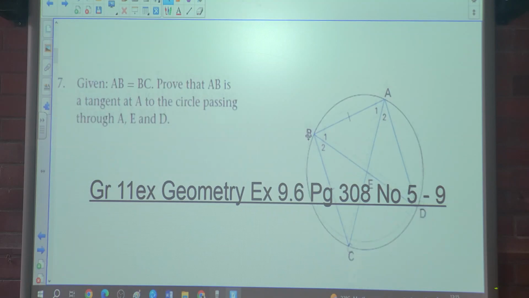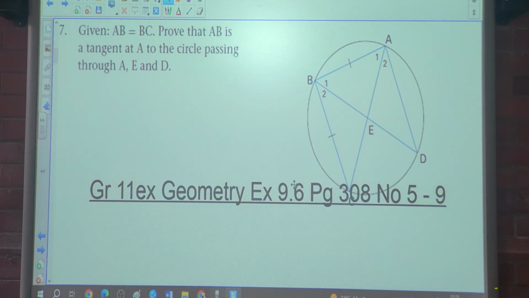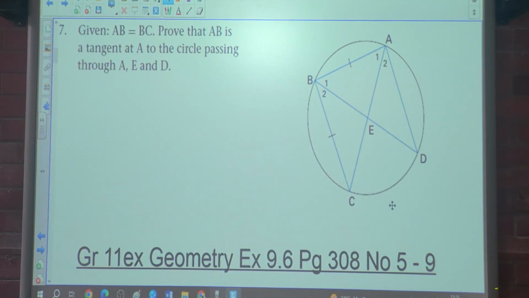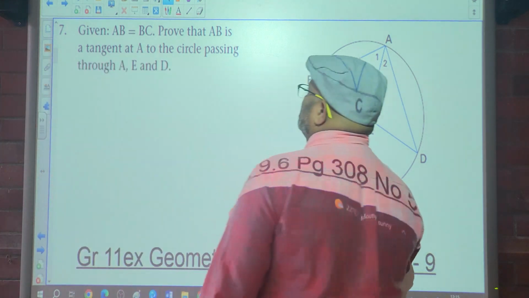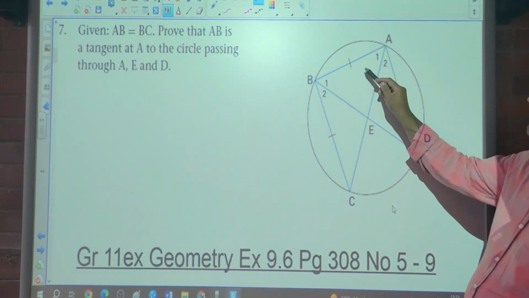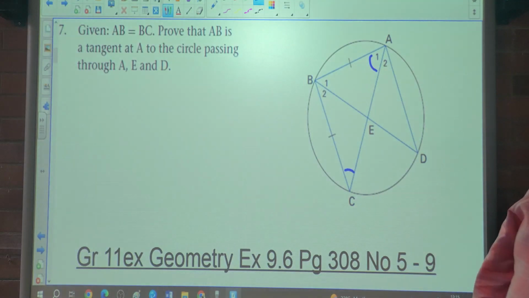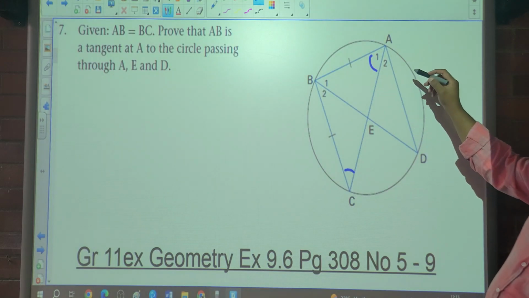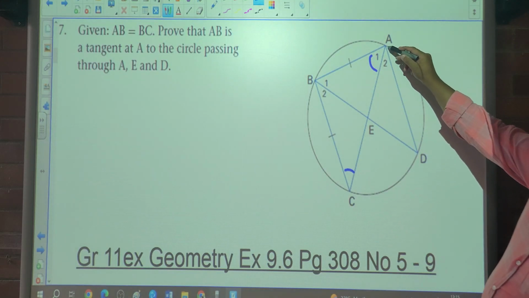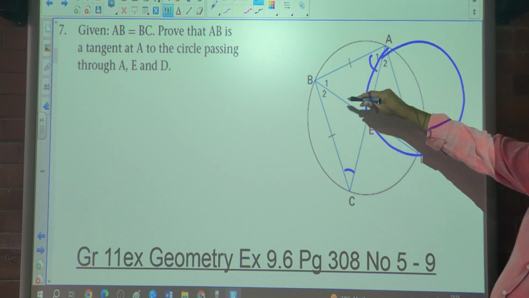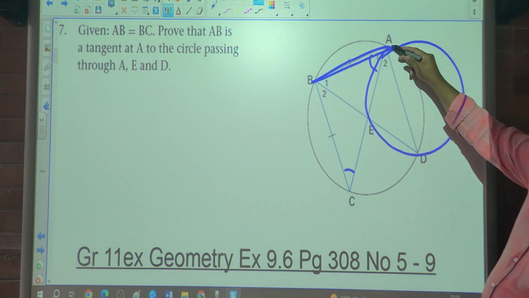People, number 7. In number 7 we are given that AB is equal to BC. People, if these lines are equal, what do we know? Angle A1 is equal to angle C. Not so? Why? Angles opposite equal sides. Then the question says prove that AB is a tangent to the circle through A, E and D. So we must prove this is a tangent to the circle.